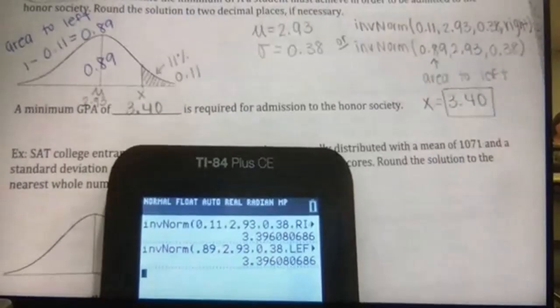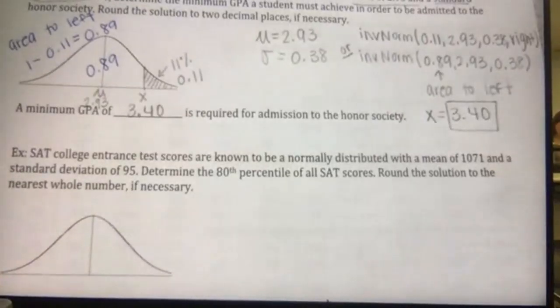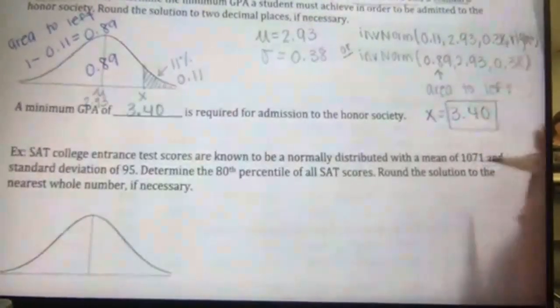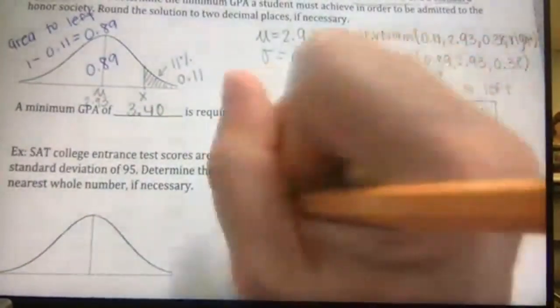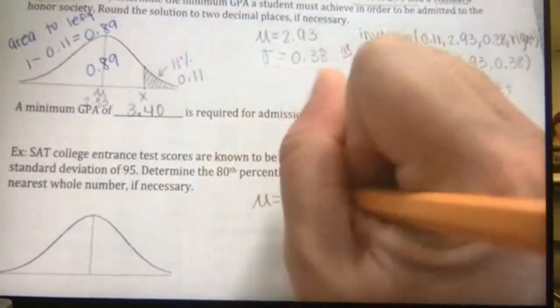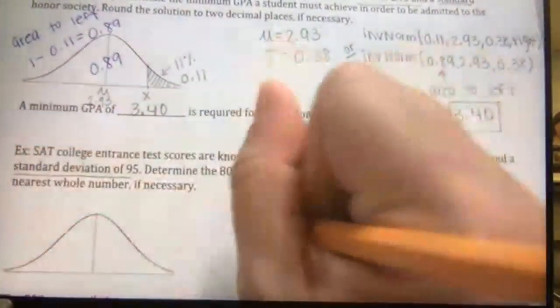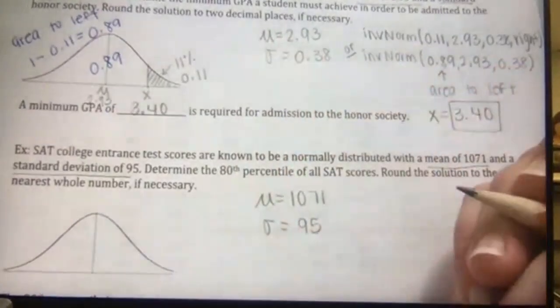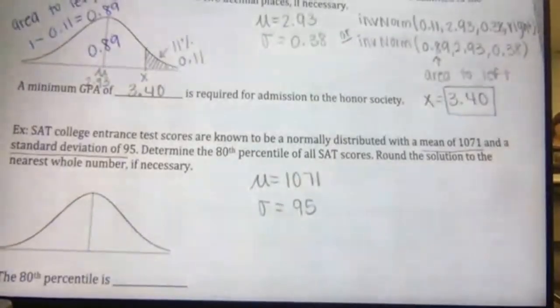One more weird one like this. I thought the top 11% was kind of a weird wording. So one more weird wording, and then we'll do our last example. The SAT college entrance test scores are known to be normally distributed with a mean of 1071 and a standard deviation of 95. Determine the 80th percentile of all SAT scores.